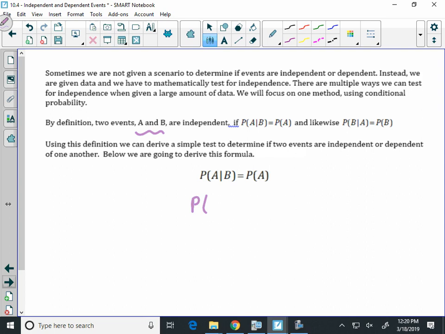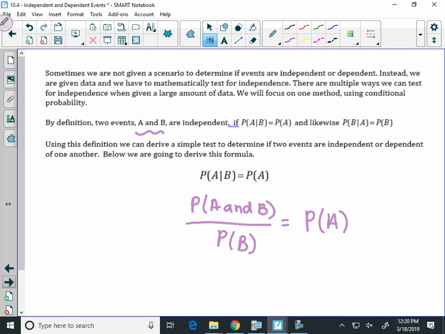So conditional probability is the probability of A and B on the top divided by the probability of what? What comes second? For conditional probability, what goes in the bottom? B, right? Probability of B. Because this is the formula for conditional probability, what we just wrote.